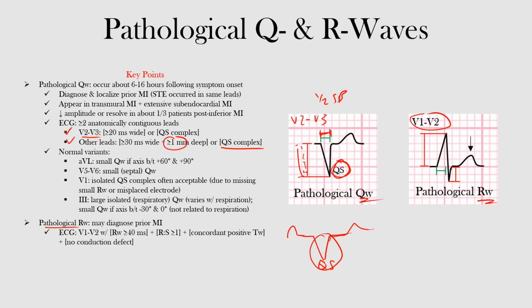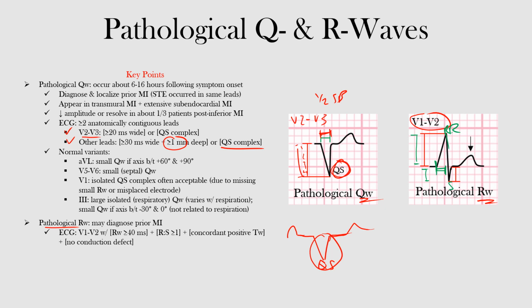We want an R wave width or duration that's at least 40 milliseconds, which is one small box, okay, and you can see that here. Notice our width, okay, here's the onset and here's the top of the R wave, so our width there is greater than that. We're looking at an R to S ratio that's at least 1, so greater than or equal to 1. This again is our R wave, this is our S wave, and we can clearly see that the R wave amplitude is greater than that of the S wave.